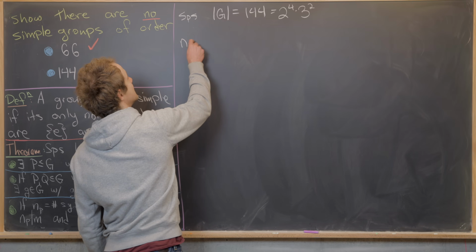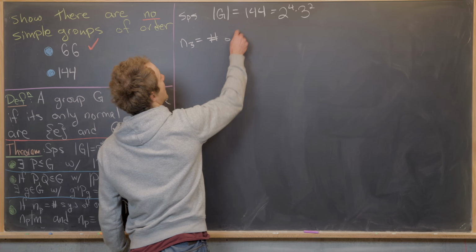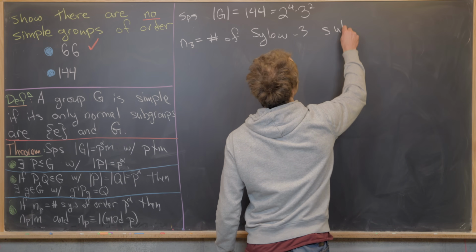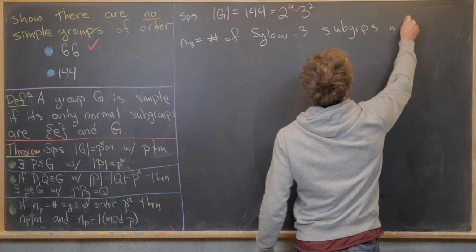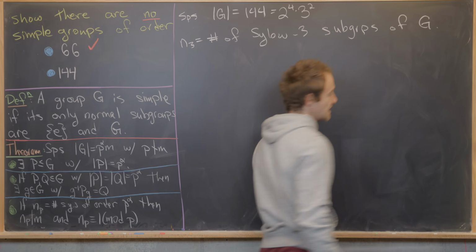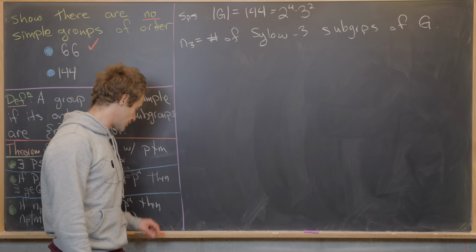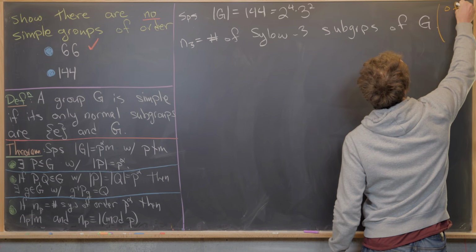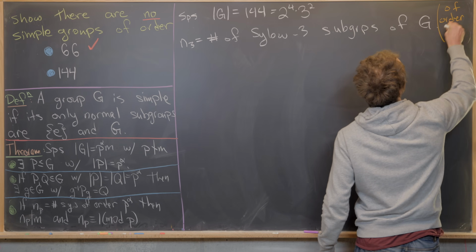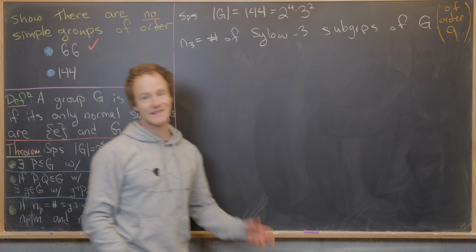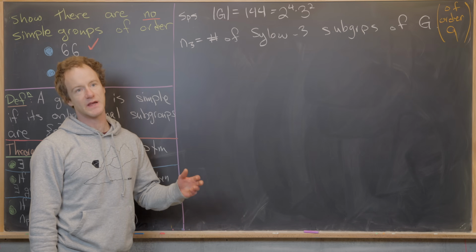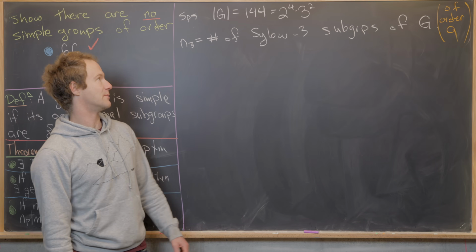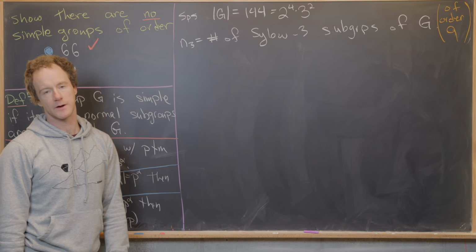So let's let n sub 3 equal the number of Sylow 3 subgroups of G. And I want to point out that these Sylow subgroups are of order 9. That's what we mean by a Sylow 3 subgroup. It is a subgroup of order 3 to the maximum power that we could get, but that's 3 squared here.